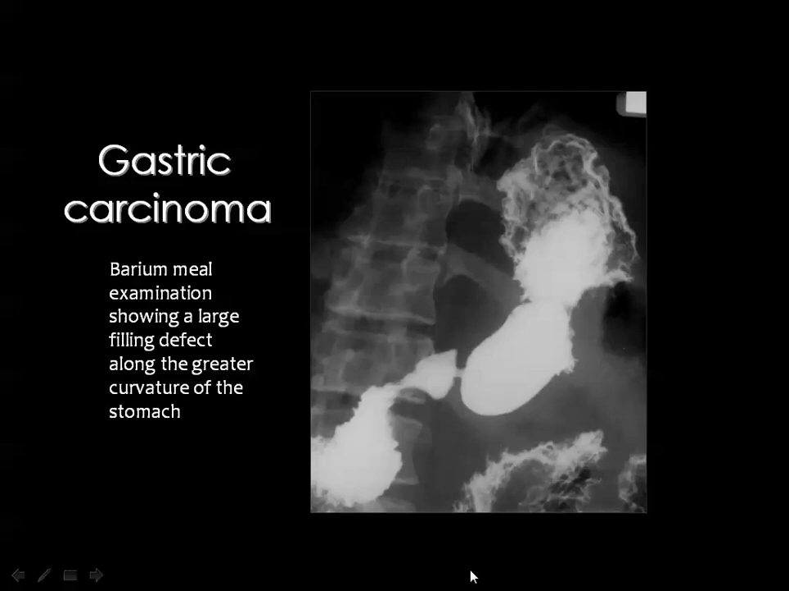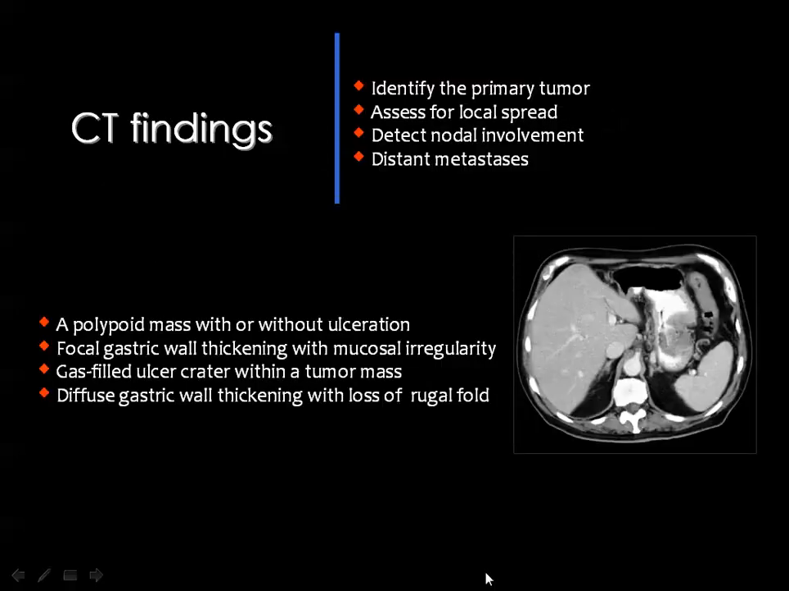And this is also an example of a large gastric carcinoma infiltrating the greater curvature of the stomach with irregularity of the tumor edge. And the CT is one of the helpful diagnostic modalities for evaluation of patients having gastric cancer. It can identify the primary tumor. It can assess the extent of the tumor outside the stomach and the invasion of the adjacent organs. It can also assess the metastatic lymph nodes and can see distant metastasis in the body.